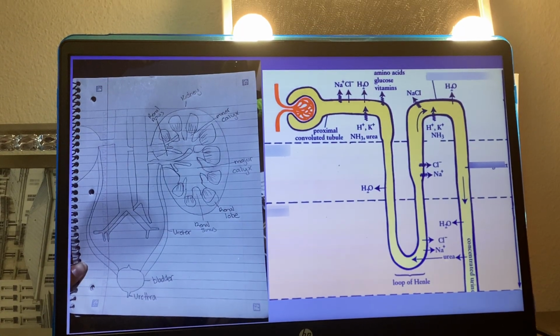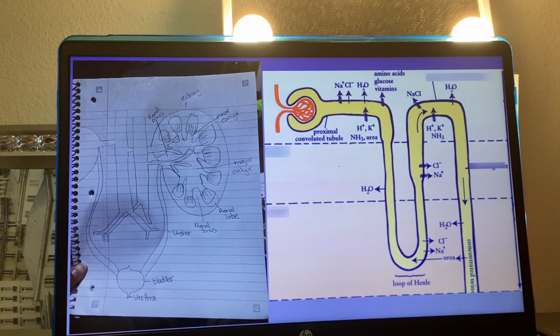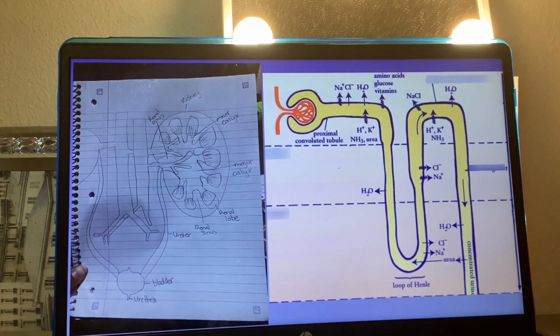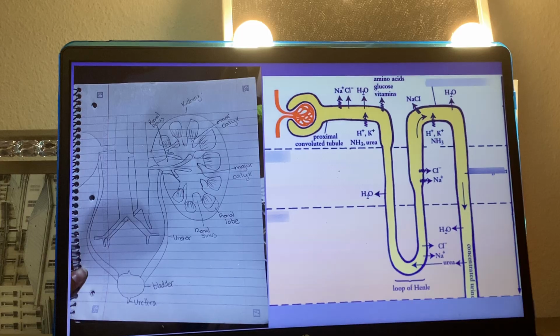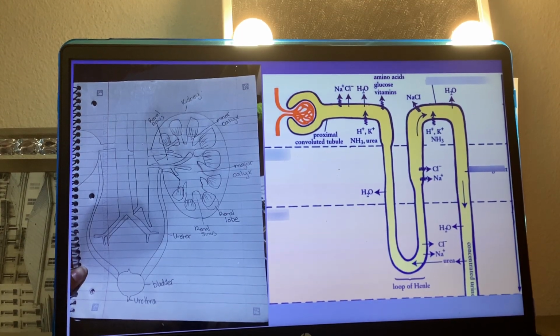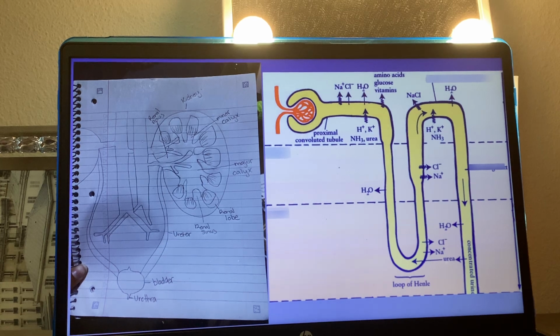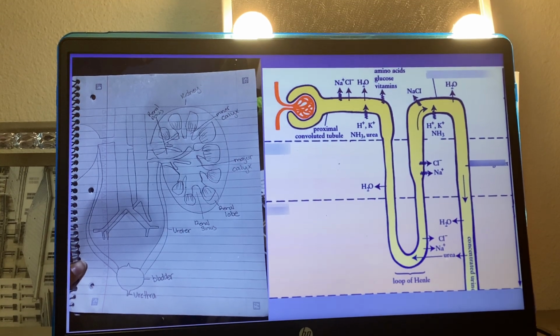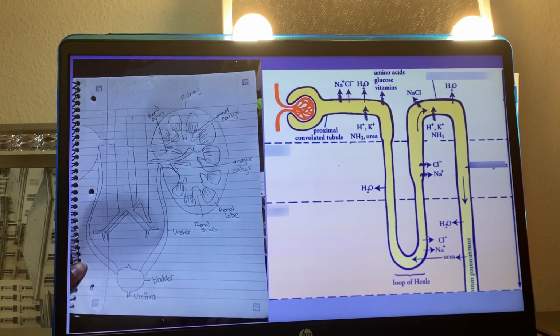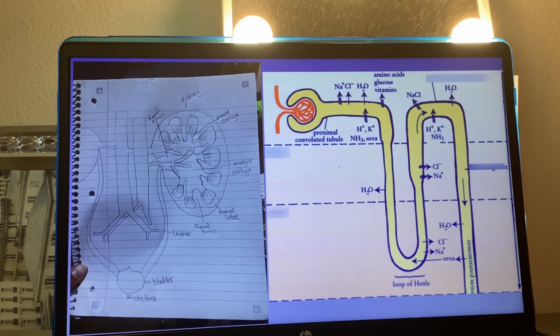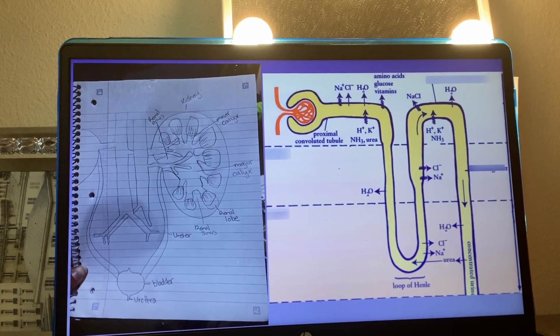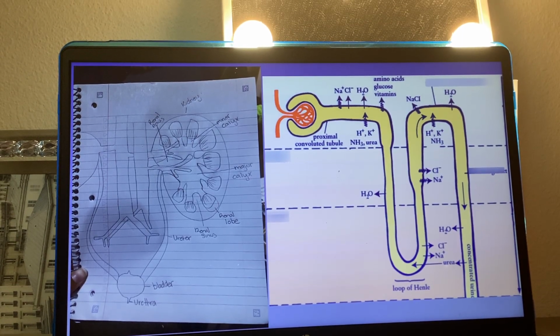The glomerulus is going to be your bundle of tiny capillaries where blood is filtered, and it kind of looks like spaghetti. And then this process is going to be called your glomerular filtration, and it's going to form fluid called filtrate. And then after your filtration, the filtrate is going to move into the proximal convoluted tubule, where most of your nutrients, water, and ions are going to be reabsorbed back into the blood.